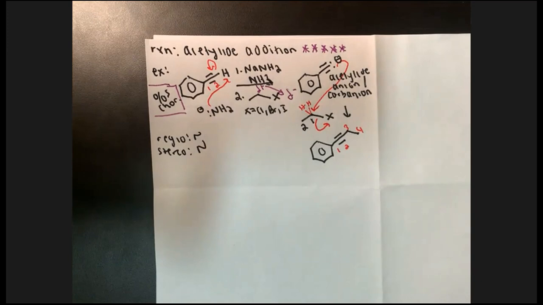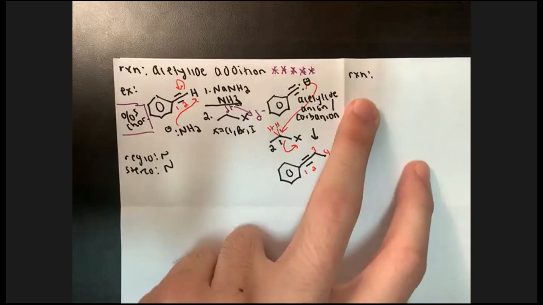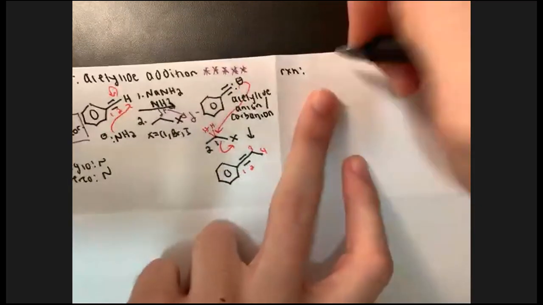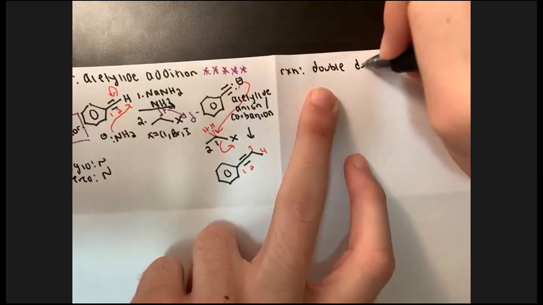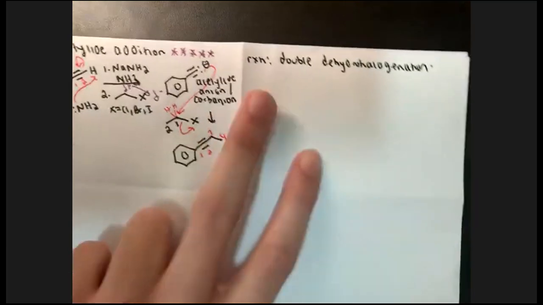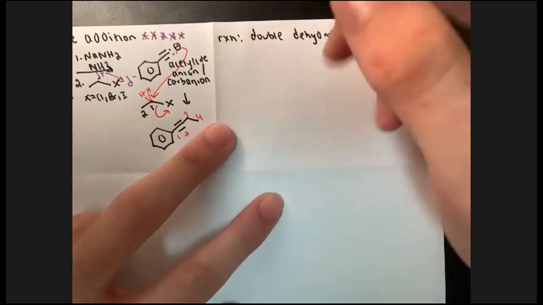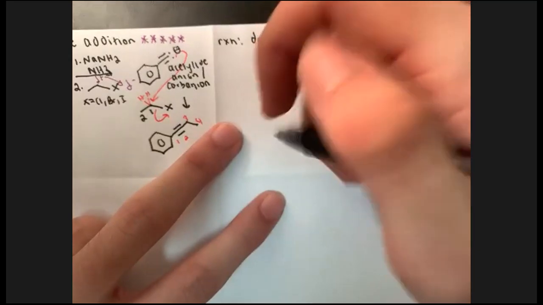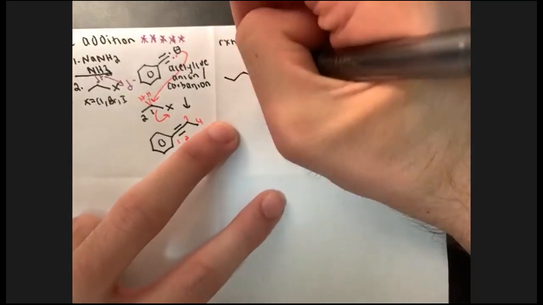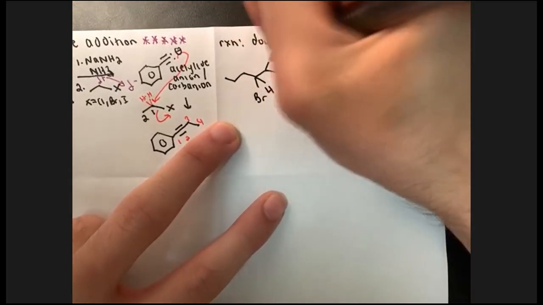Okay, next reaction is kind of the backwards version, and this is going to be double dehydrohalogenation. Essentially what we're going to see is what we call a vicinal haloalkane, meaning the halogens are on adjacent carbons, 1 carbon removed from each other. So let's look at, how about this, bromine. And I'm going to draw these hydrogens because they're important for the mechanism.